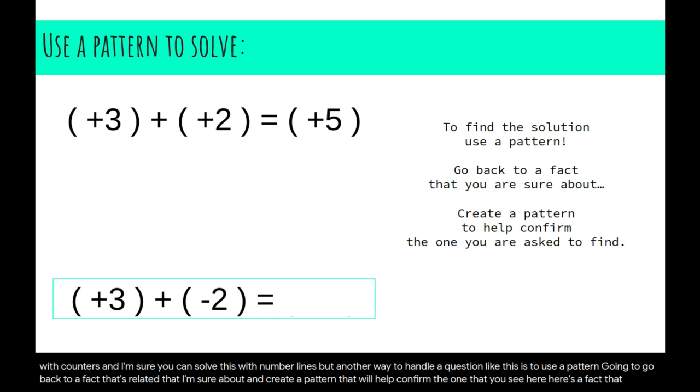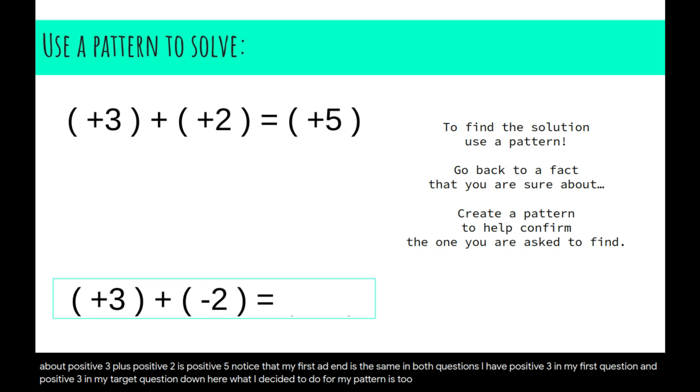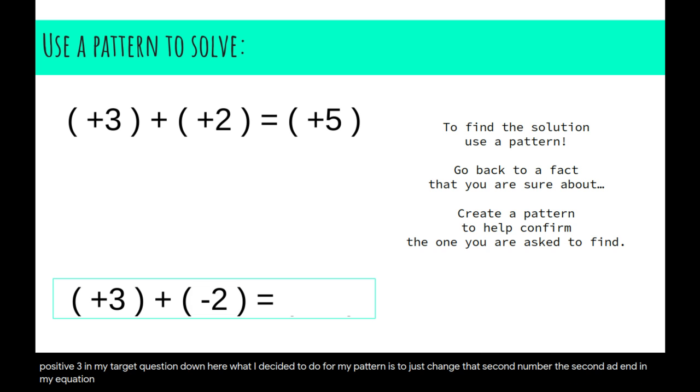Here's a fact that I'm sure about. Positive 3 plus positive 2 is positive 5. Notice that my first addend is the same in both questions. I have positive 3 in my first question and positive 3 in my target question down here. What I decided to do for my pattern is to just change that second number, the second addend in my equation. Here's what I mean.